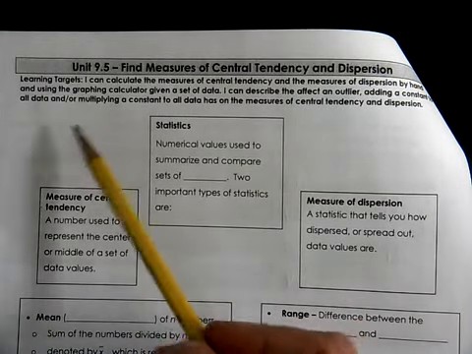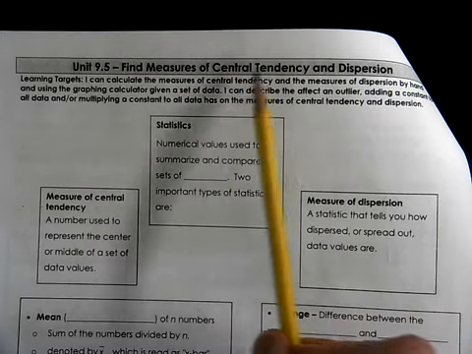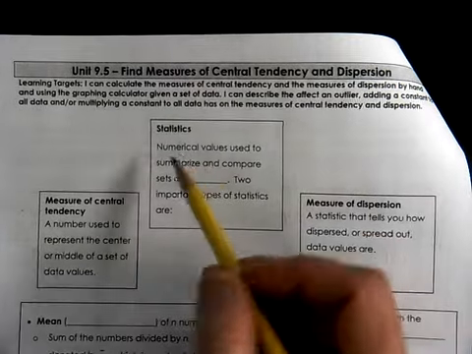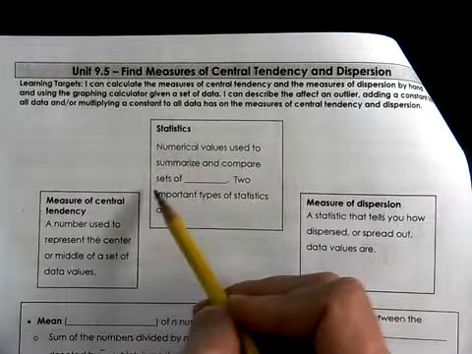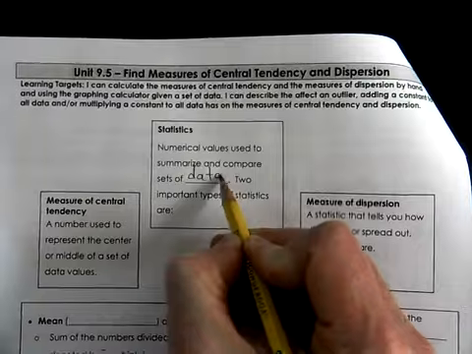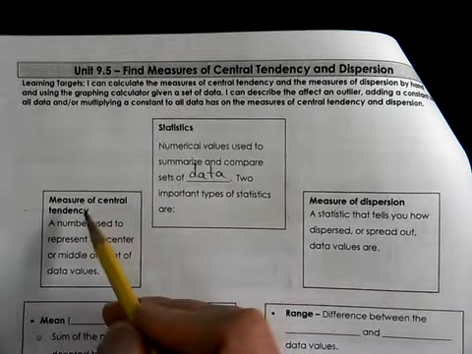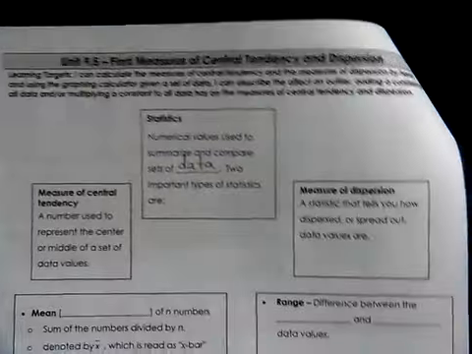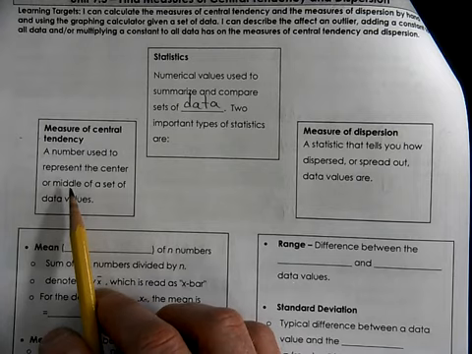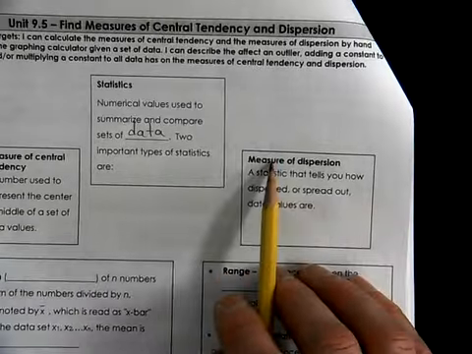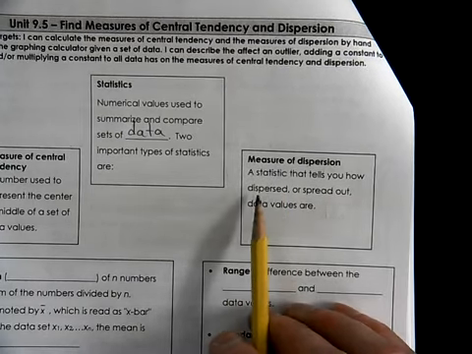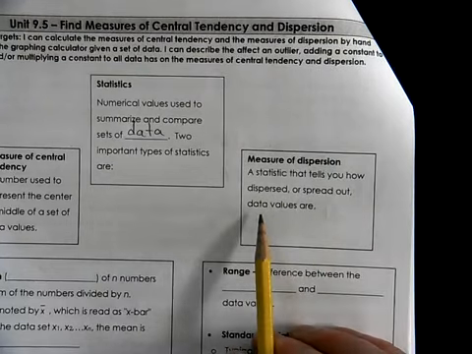This is 9.5, Algebra 2 and Trig, working on central tendencies and dispersion. These are statistical topics: numerical values used to summarize or compare sets of data. That's what statistics are. The two important types are the measurement of central tendency, which is used to represent a center or middle value, and dispersion, which is a statistic that tells us how dispersed or spread out the data is.